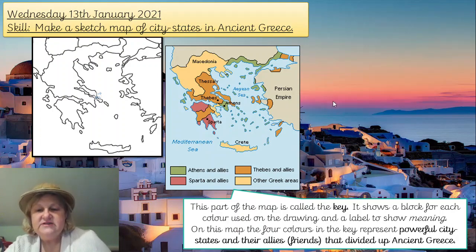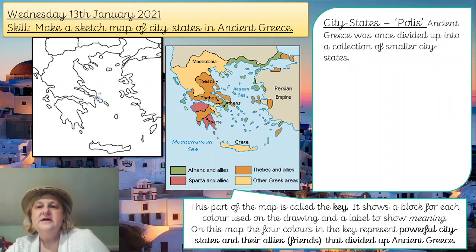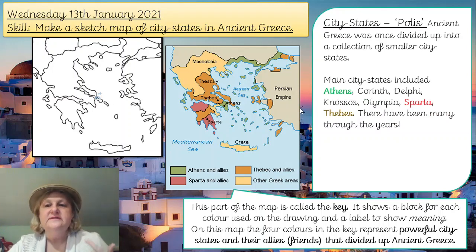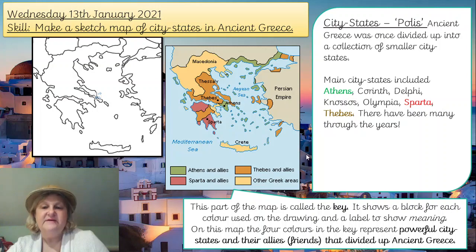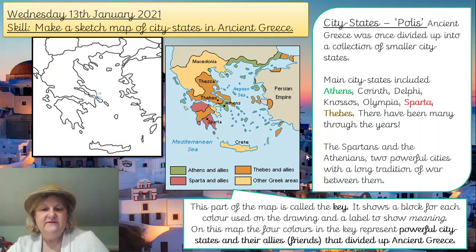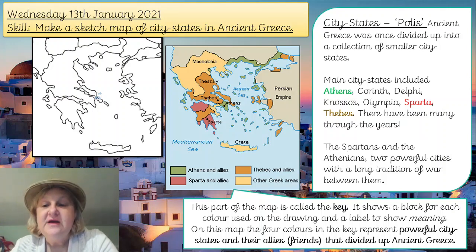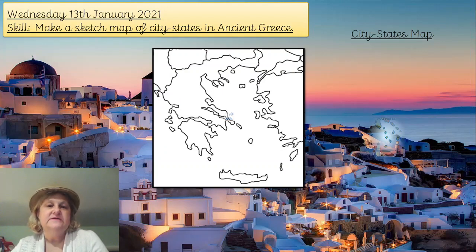There's 4 colours here to represent each powerful city-state and their friends that divided up ancient Greece. City-states in Greek are known as polis, and ancient Greece was divided up into a collection of smaller city-states. The main states included Athens, Corinth, Delphi, Knossos, which is the Cretan one, Olympia, Sparta and Thebes, but there have been many through the years. The 2 powerful cities with lots of tradition of war going on between them were the Athenians and the Spartans.